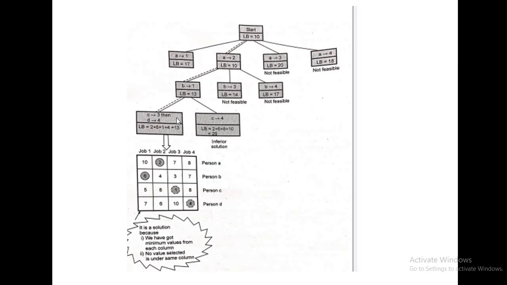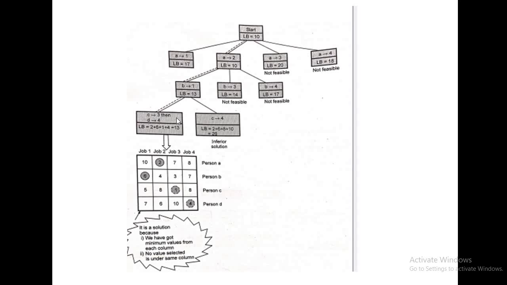So it is a solution because we have got the minimum values from each column. No value selected is under the same column. Thus the assignment problem can be solved with the best first branch and bound algorithm.